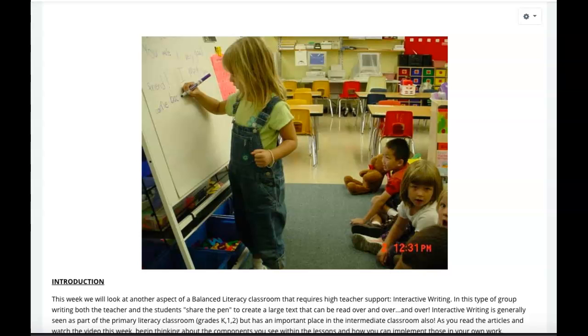Interactive writing is time intensive, but the instructional value is the foundation of children becoming writers. The whole goal of interactive writing is to shift the control to the children to become independent writers.